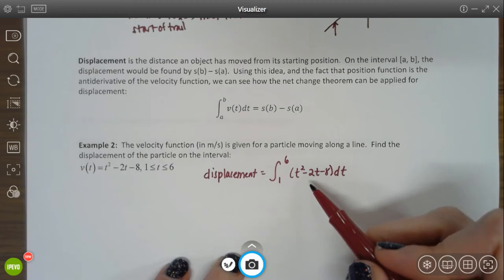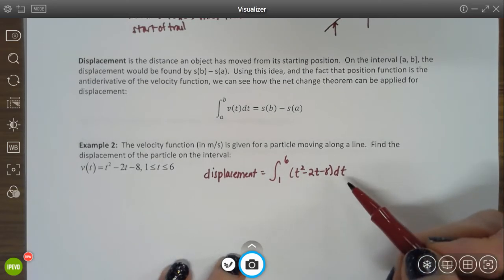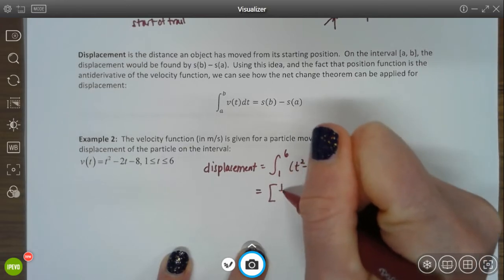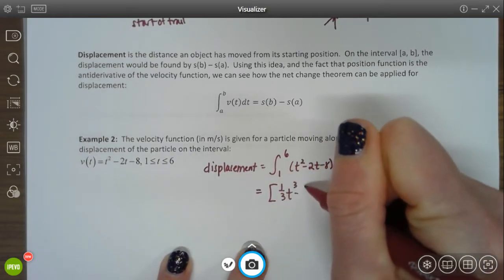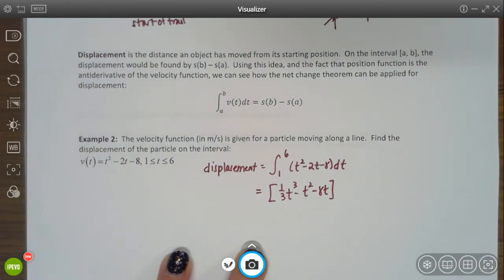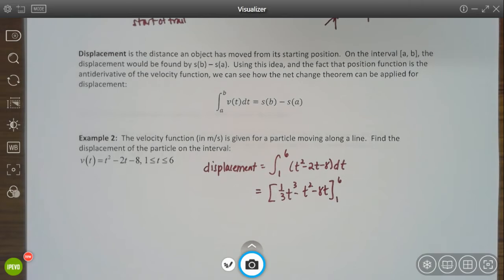So I'm going to anti-differentiate this function using my basic anti-differentiation techniques. So I'm going to get 1/3 t cubed minus t squared minus 8t. I want to evaluate that antiderivative, the definite integral, on the interval from 1 to 6. And again, what I'm going to do now is just let my calculator do the number crunching for me.